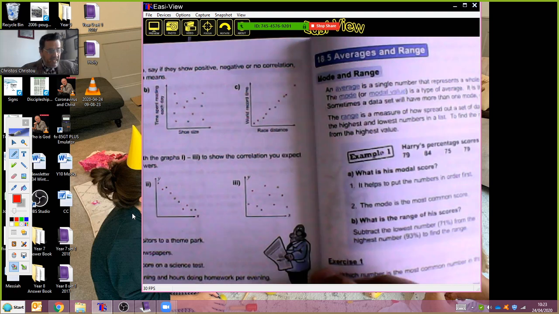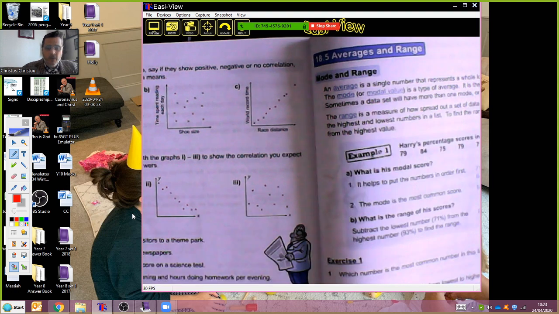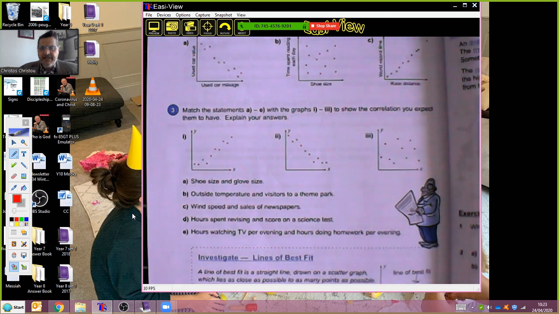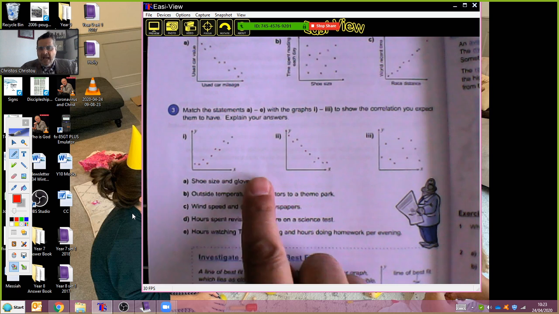Okay, now be careful. You have to say this in English as well. Let's start question 3, then I'll leave you soon. Look at question 3. Now, I've got to match A, B, C, D, E with the 3 different graphs and explain it. It's really the extension to question 2. Shoe size and glove size. That one or that one or that one. Which is it?